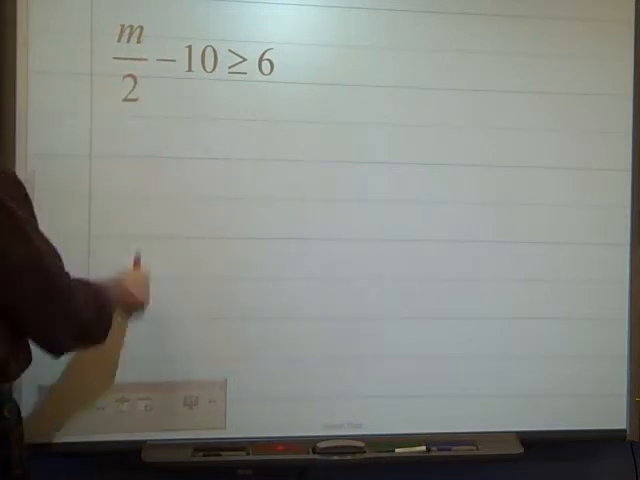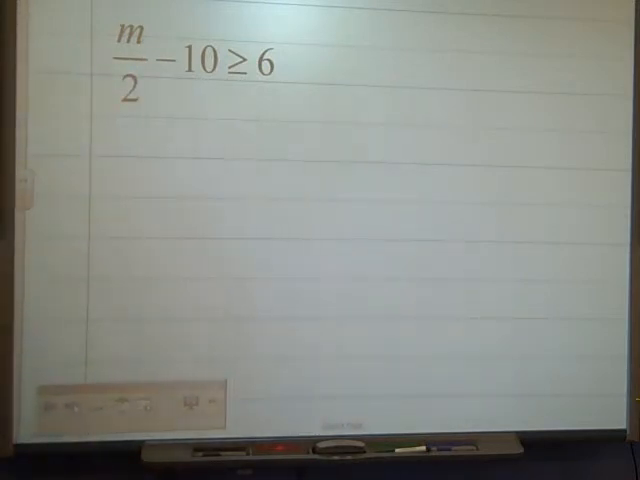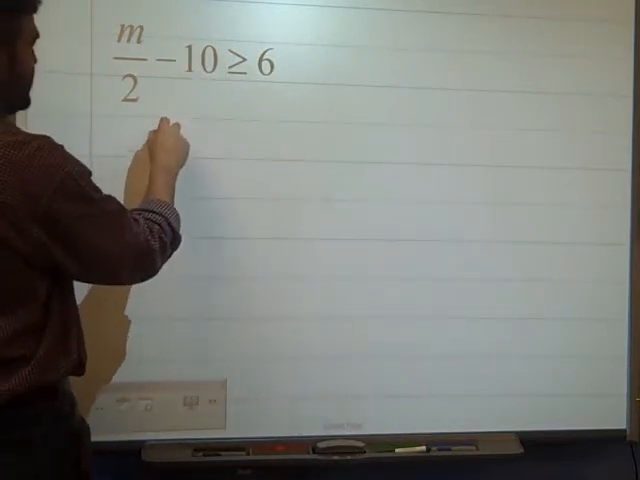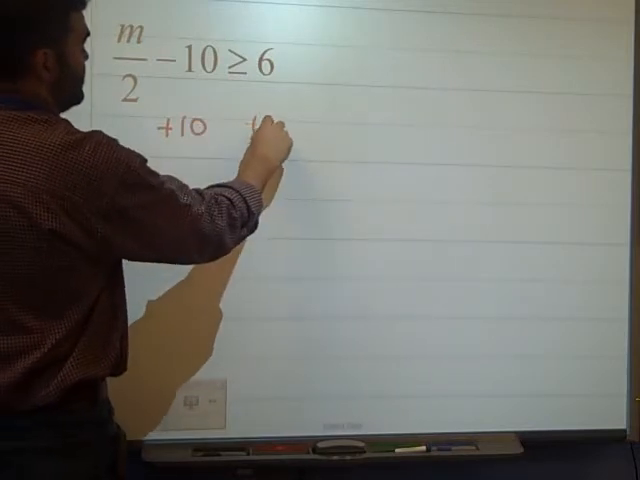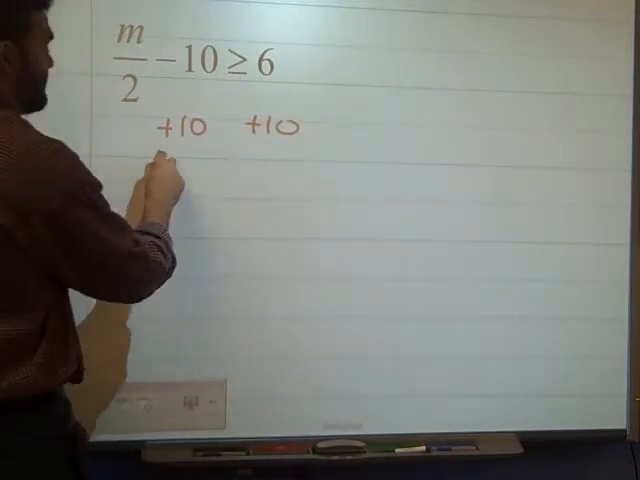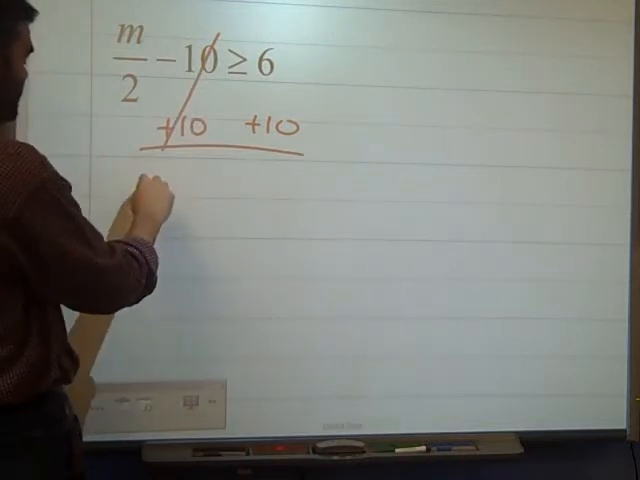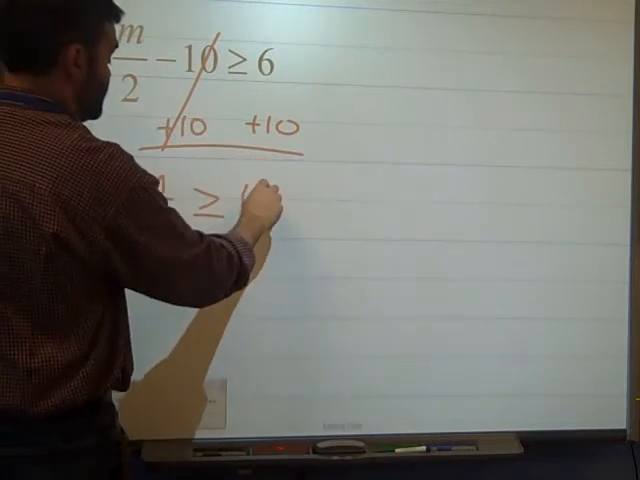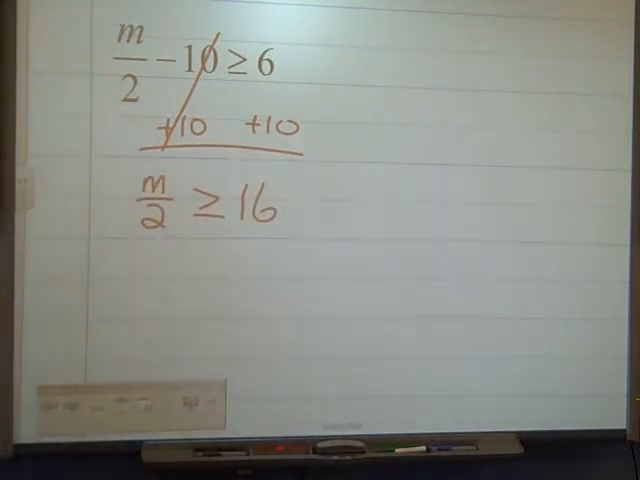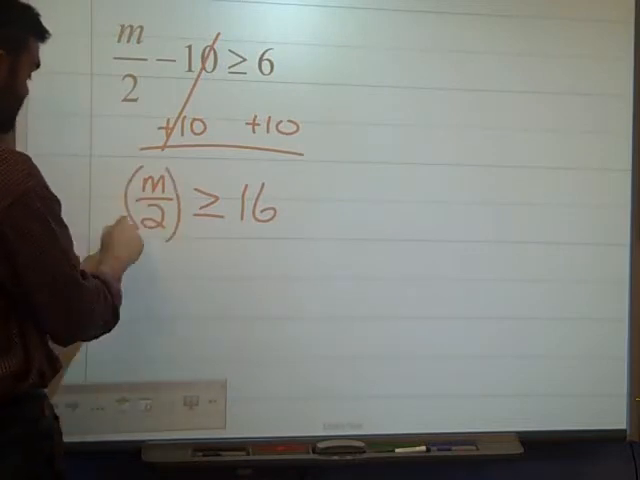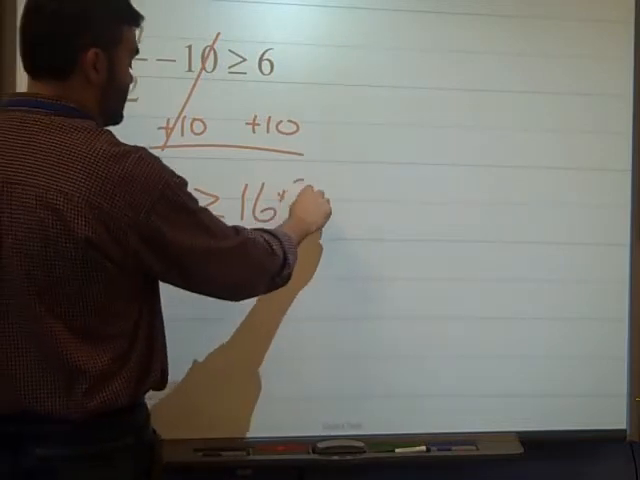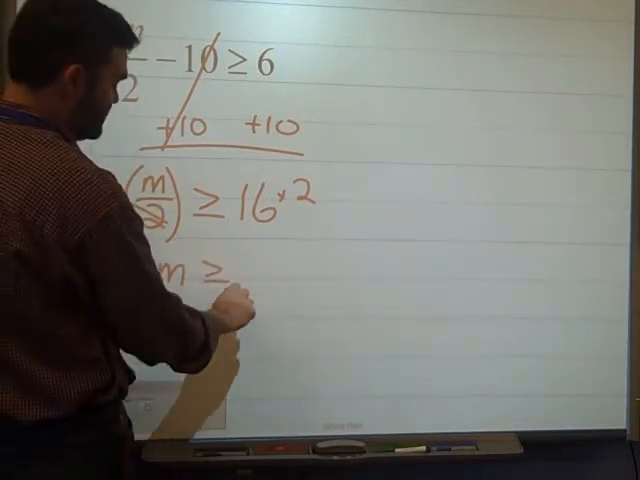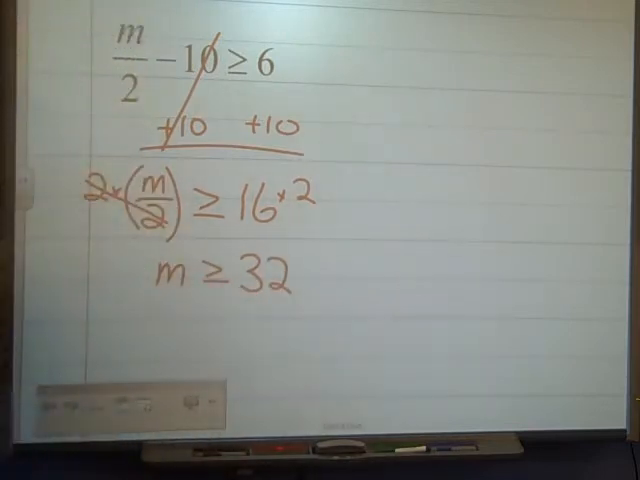m divided by 2 minus 10 is greater than or equal to 6. Again, like a two-step equation, we get rid of the plus or minus first. So to get rid of minus 10, we are going to add 10 to both sides of our equation. When we add 10, they disappear. We're left with m over 2 is greater than or equal to 16. Now, to get rid of dividing by 2, we're going to multiply by 2, multiply by 2, and the 2's are gone. m is greater than or equal to 32.